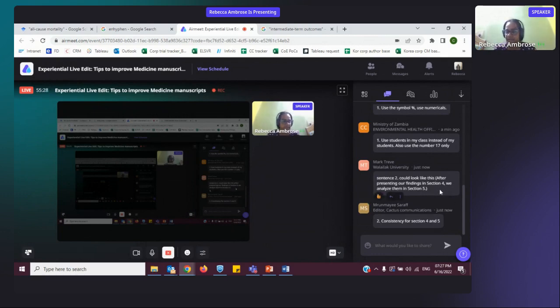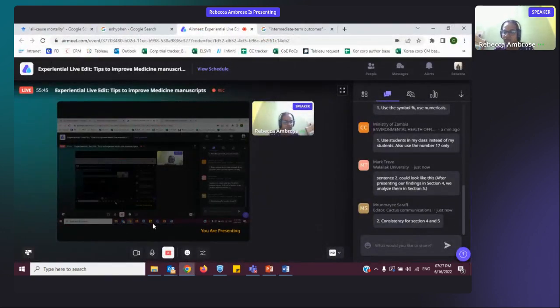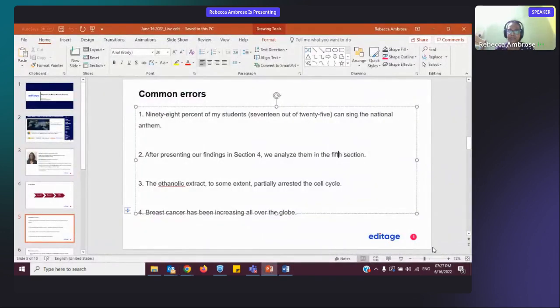Correct. Mark was right. Here it says section 4, whereas here it says fifth section. So there's an inconsistency in how we are talking about the section. So either we change this to fourth section, or we change this to section 5. Thank you. Correct. Anybody else who wants to try and see what could be changed over here?